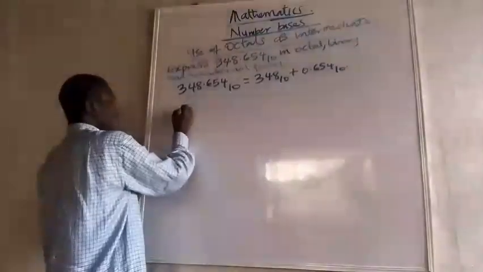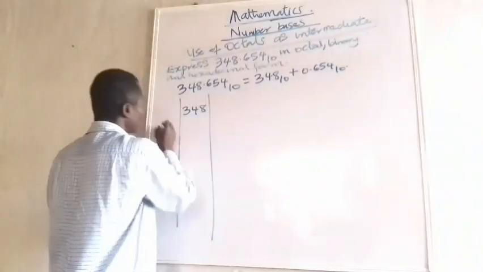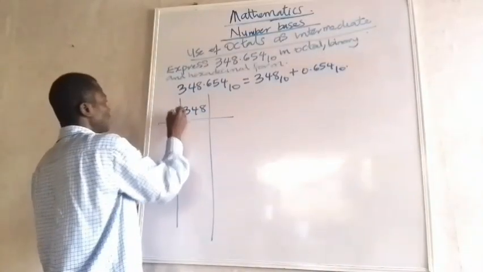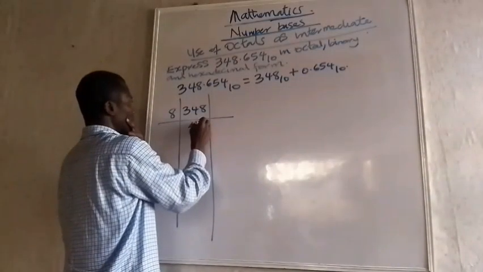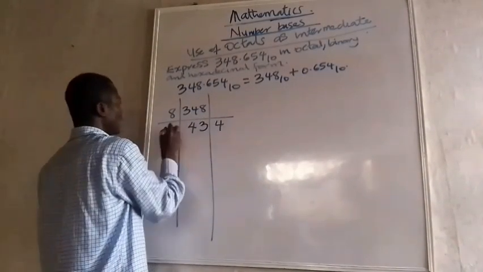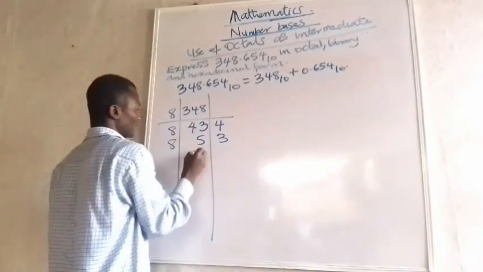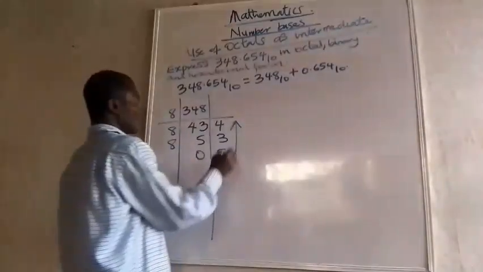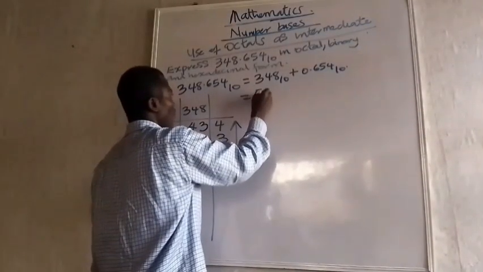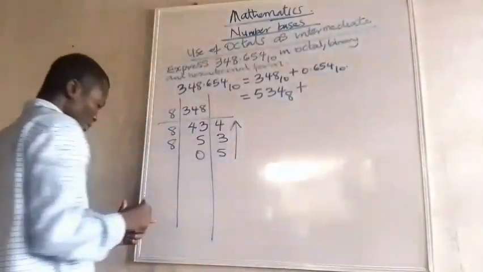Let's see that. I have 348. 8 here, 4, in 28, 3. I have 4. 8 here is 5. 3. 8 here, 0, 5. So this one I write it off. So this will be equal to 5, 3, 4, base 8. Now let's work on this. You know how to do it now.